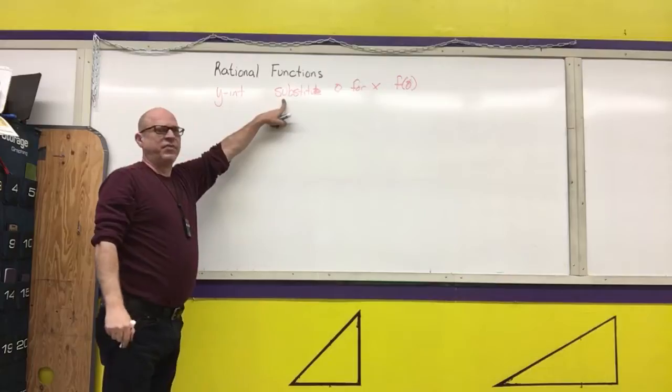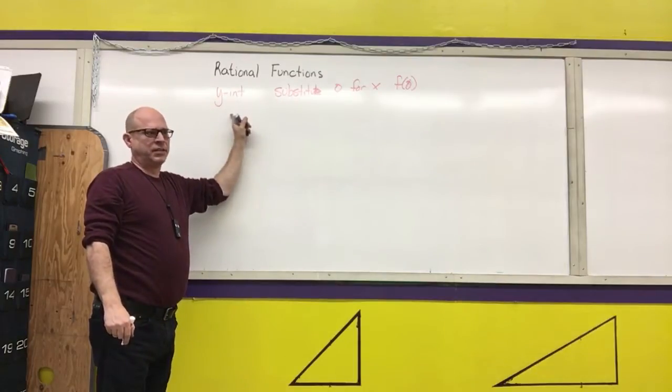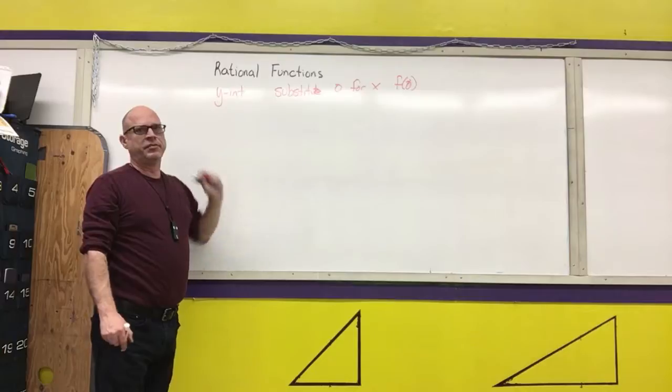So it's just like any function. If you put a 0 in for x, you're going to find the y-intercept. If you put a 0 in for y and solve for x, that's how you find the x-intercepts.